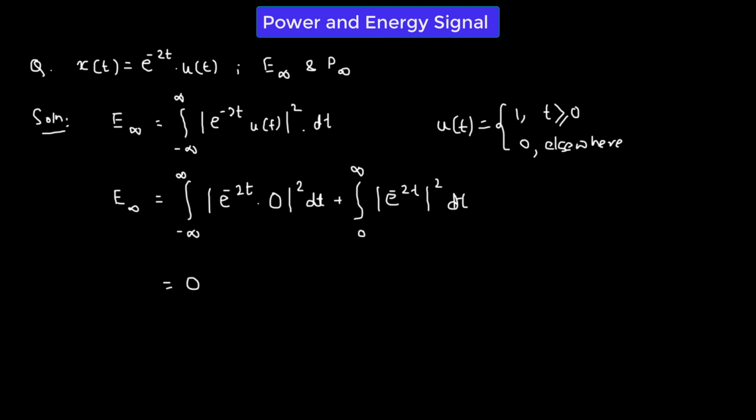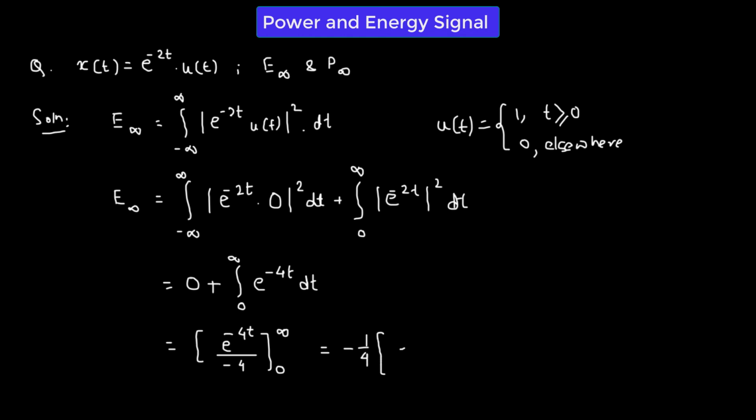So the first integral will be equal to 0, plus the integral from 0 to infinity of e raised to the power of negative 2t squared, which is e to the negative 4t, dt. The integration of the exponential function is going to be e raised to the power of negative 4t divided by negative 4, with the limits going from 0 to infinity. So we have negative 1 over 4 common.